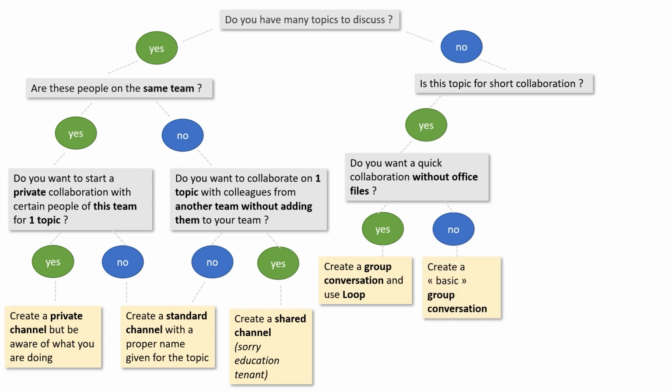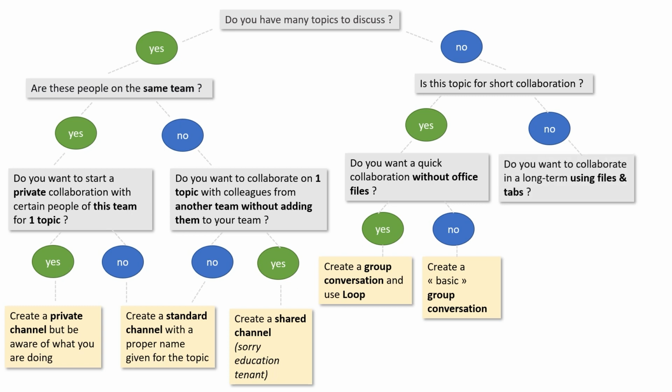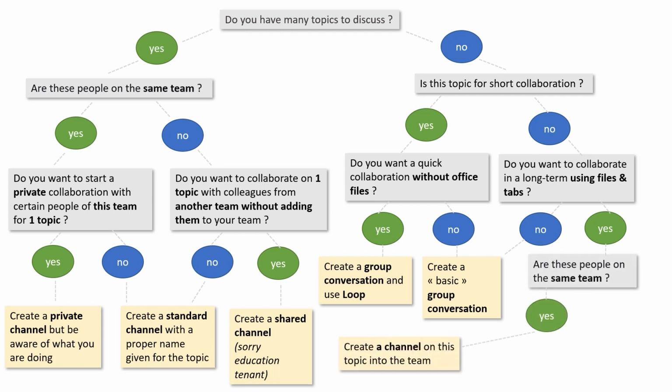Going back to the top, is the topic for short collaboration? If the answer is no, do you want to collaborate long term using files and meetings? If it's no, you should create a basic group conversation. And if it's yes, the question will be, are these people on the same team? Yes, you can create a channel on this topic in the team. And if the answer is no, check if there is already a team with a channel on this topic.